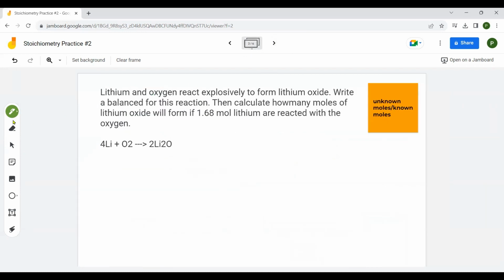We're going to jump into number 3. Again, this is another one of those where we're still staying in moles. We won't have to convert.